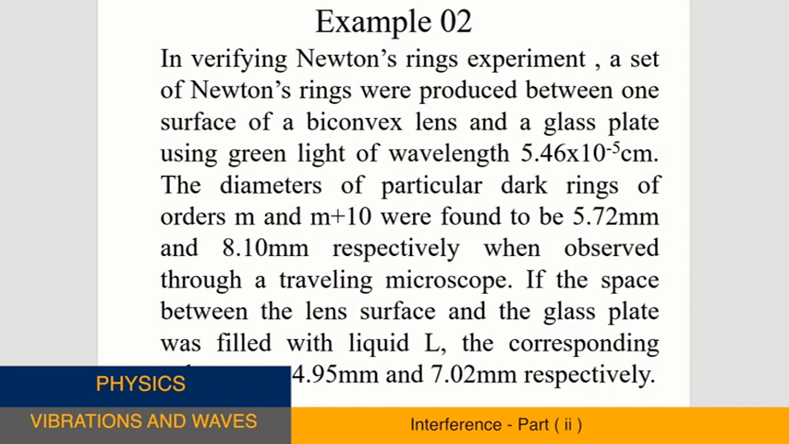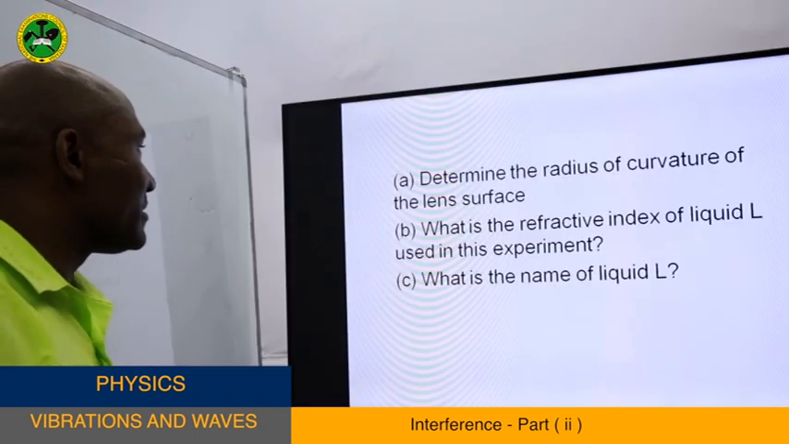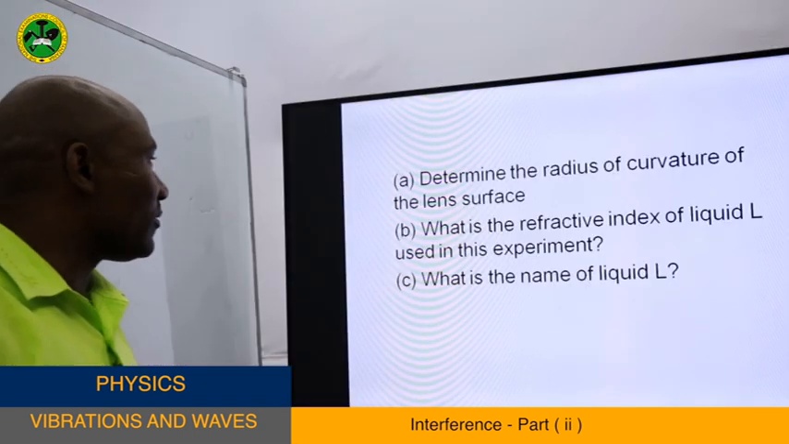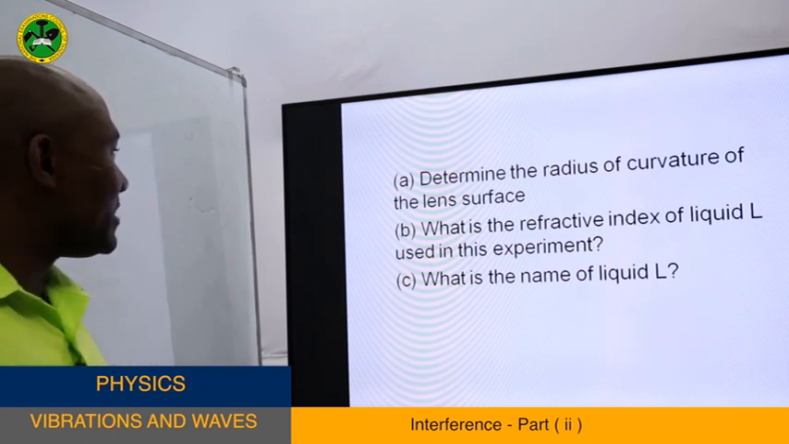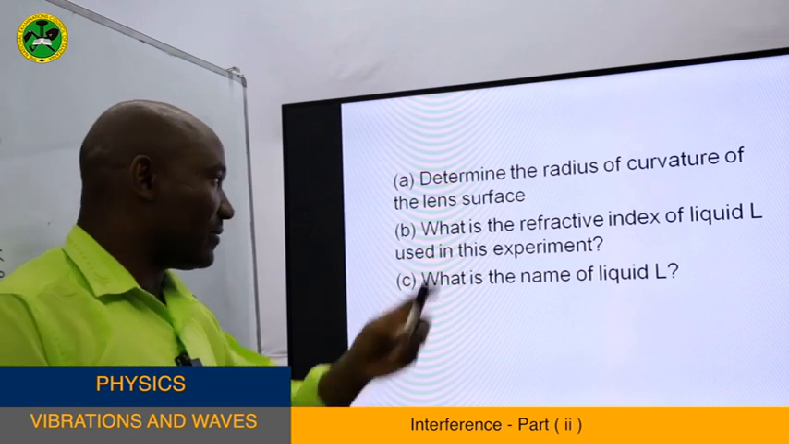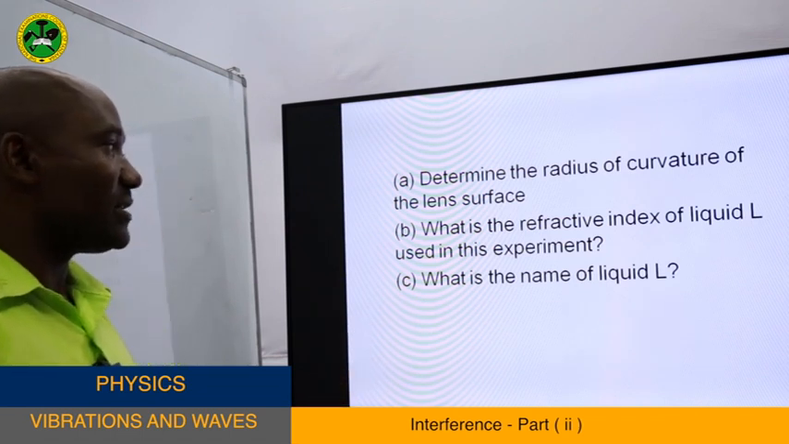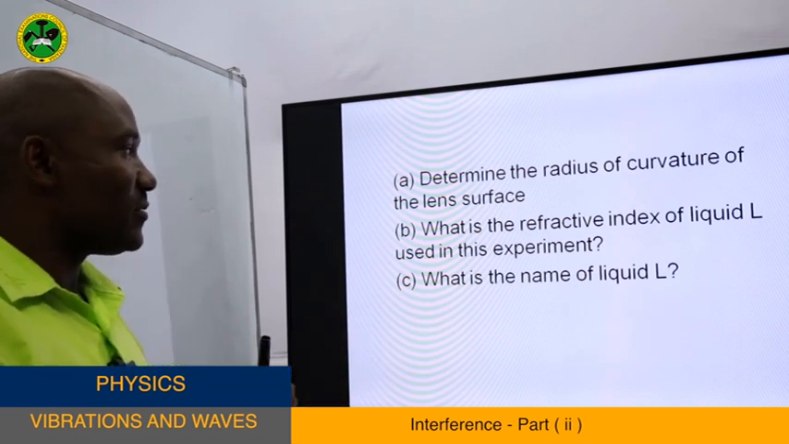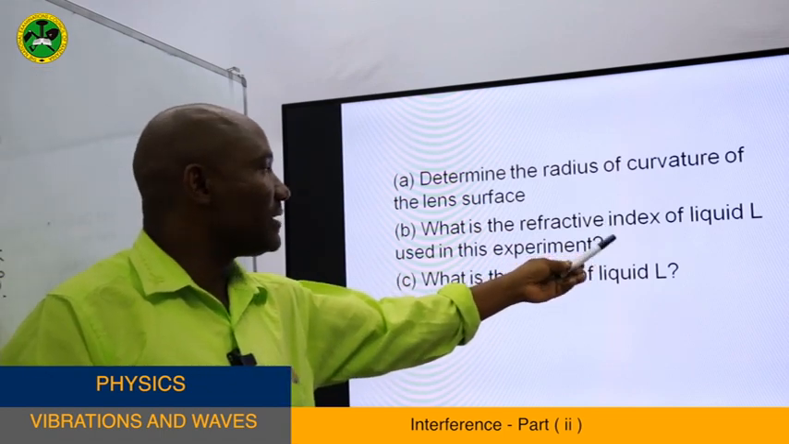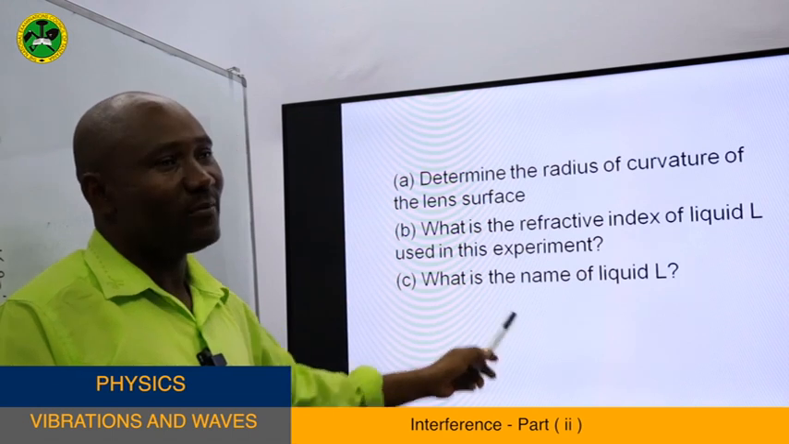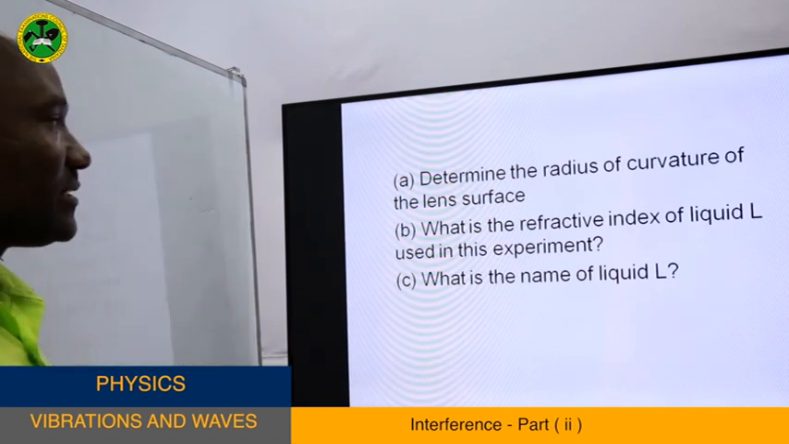The question now is requiring what? The question says, determine the radius of curvature of the lens surface. Part A. Part B, what is the refractive index of liquid L? We are not told the nature of the liquid, but the question says it's a liquid whose refractive index is to be found. Then, after finding the refractive index, you can know the name of that liquid. Very interesting question.